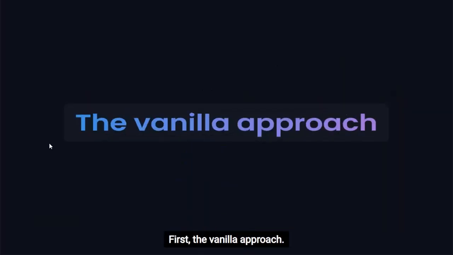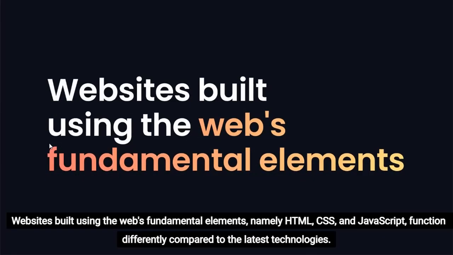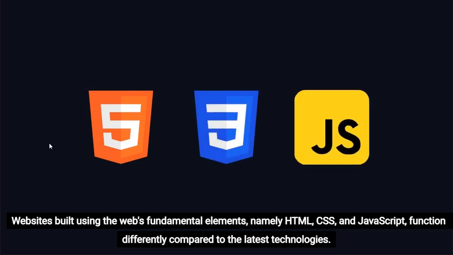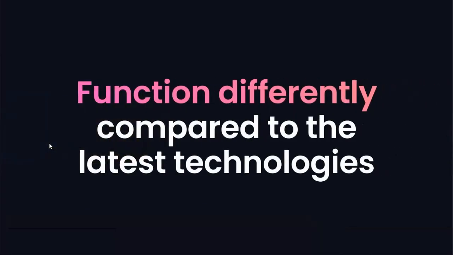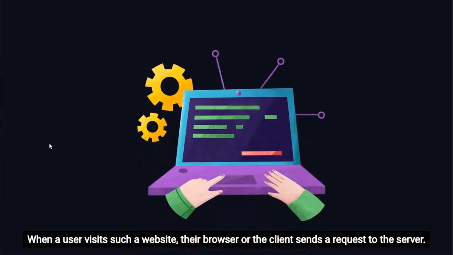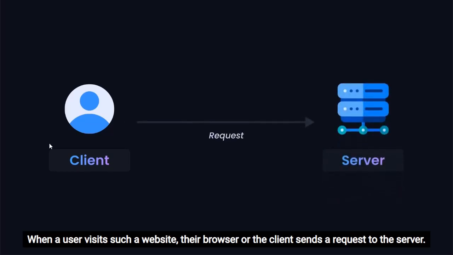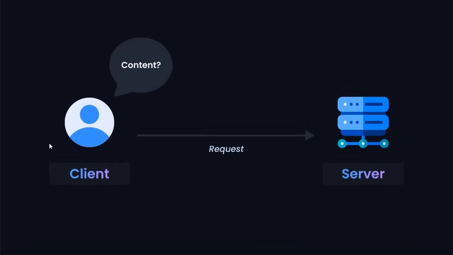First, the vanilla approach: HTML, CSS, and JavaScript. Websites built using the web's fundamental elements, namely HTML, CSS, and JavaScript, function differently compared to the latest technologies. When a user visits such a website, their browser or the client sends a request to the server, which is another computer where the site is hosted, asking for the content to be displayed.